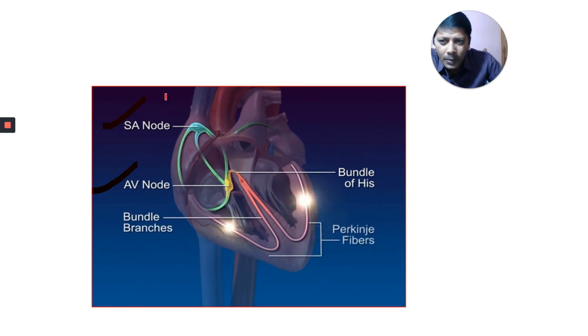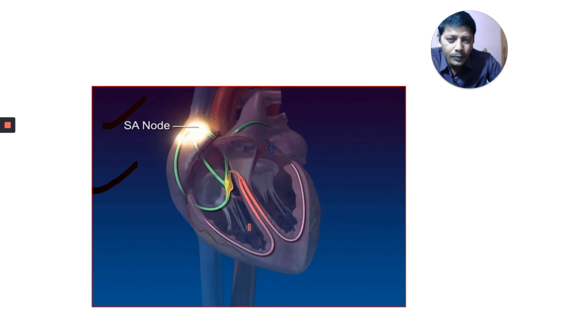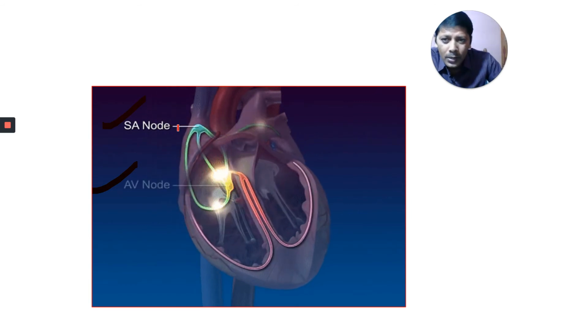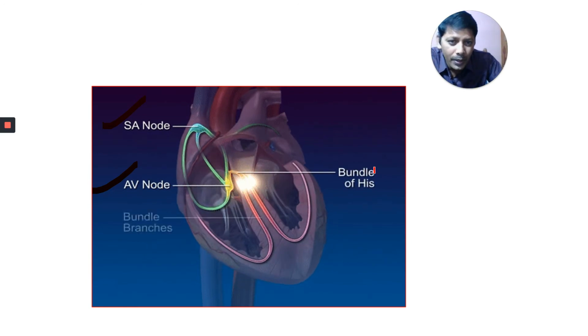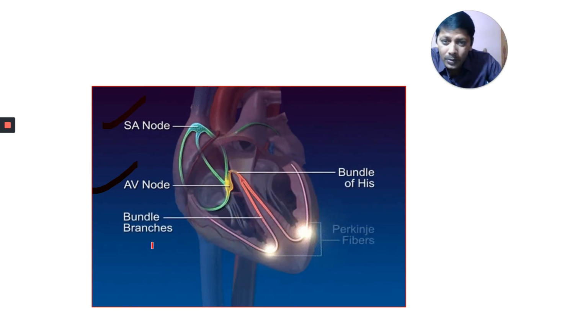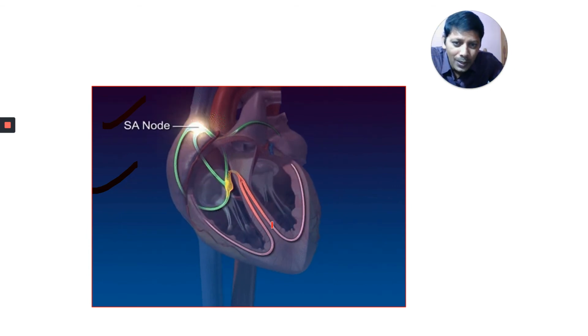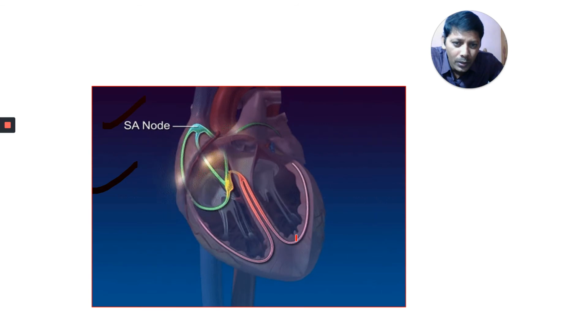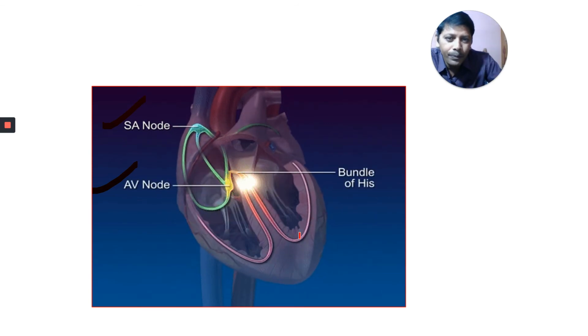It is starting from the sinoatrial node and coming to the AV node. Now the AV node gives it to the bundle of His. From the bundle of His, it is coming to the bundle branches. From the bundle branches, the action potentials are going, you can see here, to the Purkinje fibers.